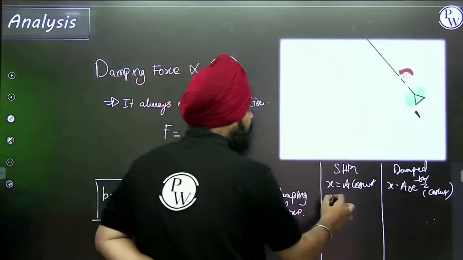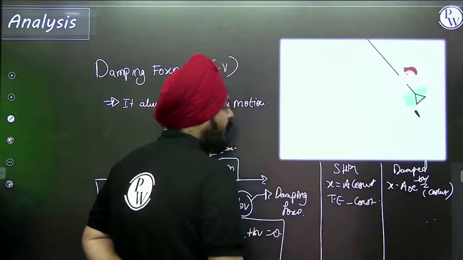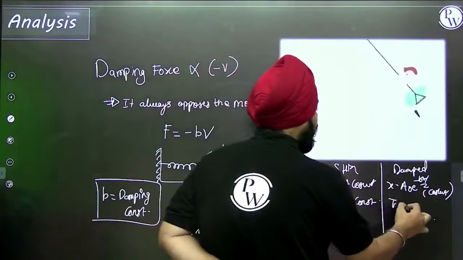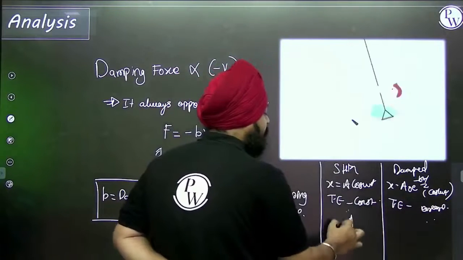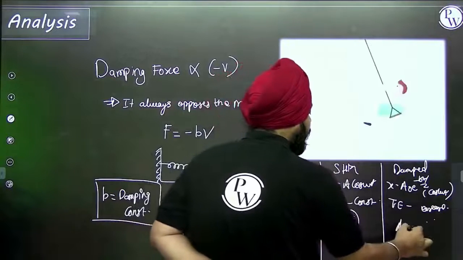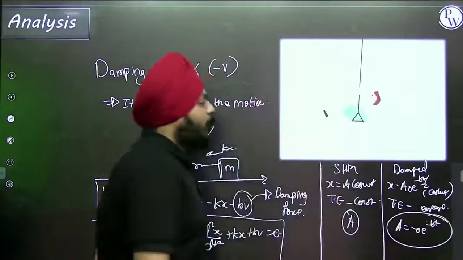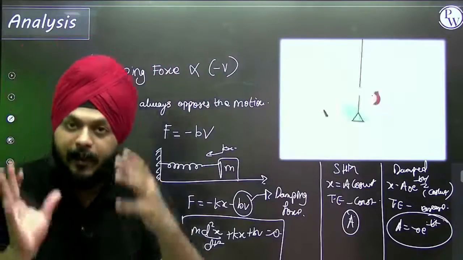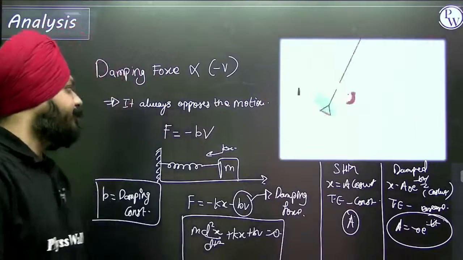Here the total energy is constant. Here the total energy decreases with respect to time. Here the maximum displacement is a, and here the maximum displacement is calculated by this formula. This is the actual difference between the damped oscillations and the actual SHM that we have studied till now.